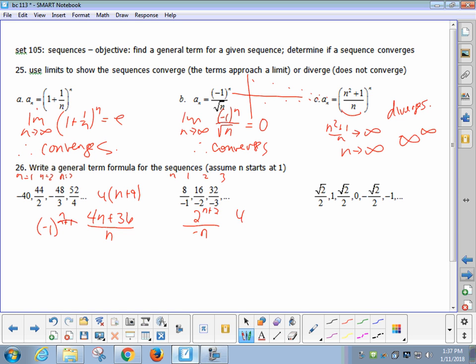What about somebody who did this? Does that work? Yeah, that works. That's the same thing. Yeah, they're equivalent. So, that's it. There are a couple different approaches.